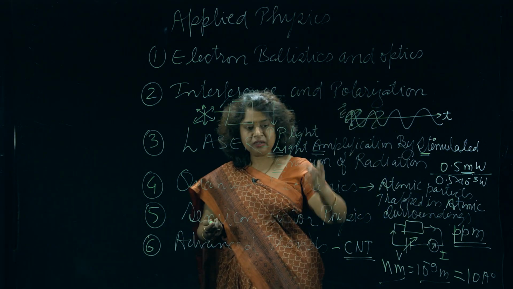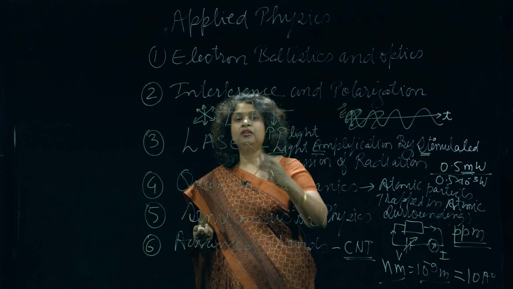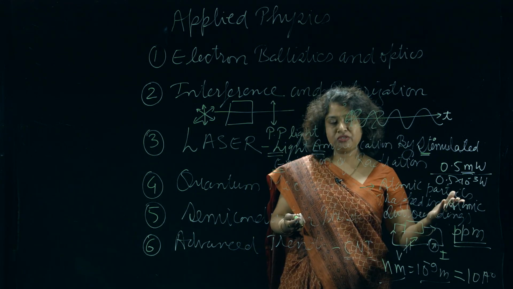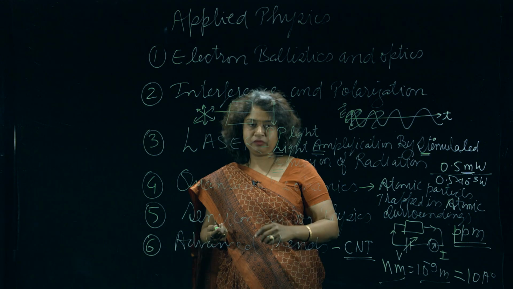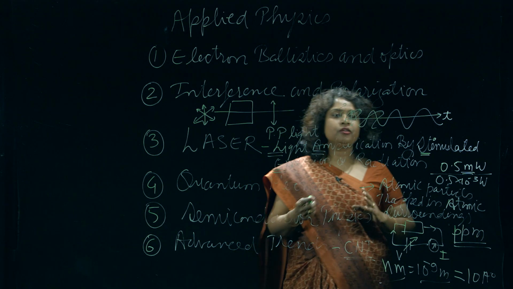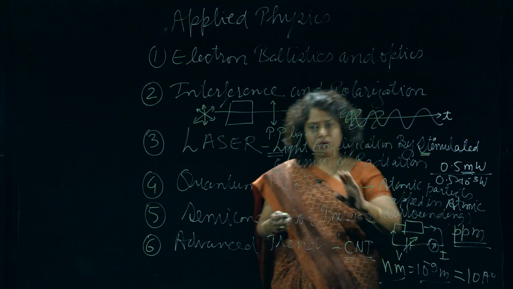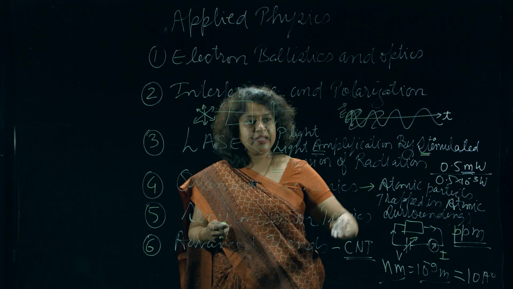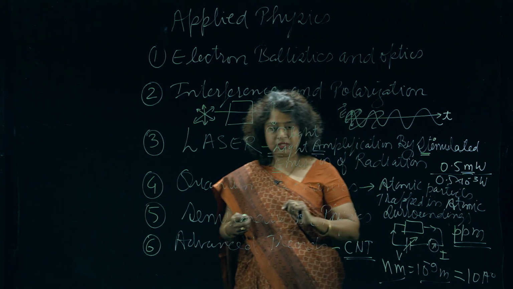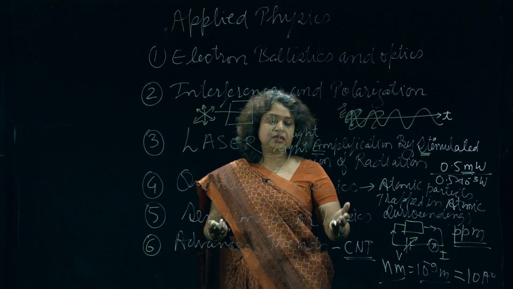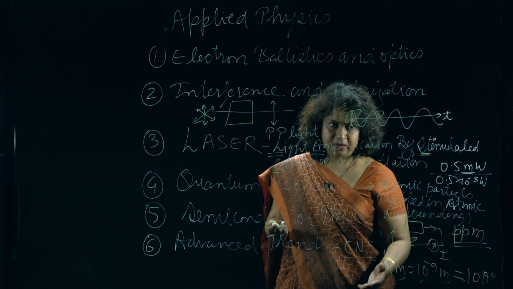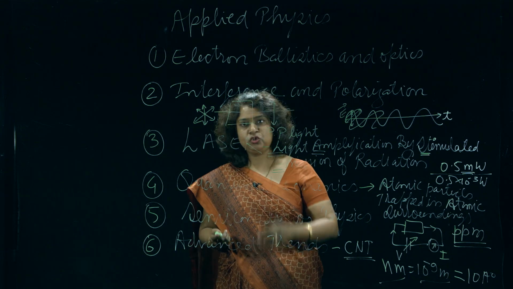So, this is what we will be learning in applied physics, and the course outcomes will be like electron ballistics. We will try to learn about the electric field and its relevant application. Interference and polarization, we will be learning about the concepts and relevant applications. Similarly, lasers, we will learn about the concept and relevant engineering applications. Quantum mechanics, the mechanics at the atomic level, and its relevant application. Semiconductor physics, devices based on semiconductors. And in advanced trends, we will be learning about carbon nanotubes, which are nothing but one of the types of nanomaterials which we have. So, this is what we will be learning in applied physics unit-wise.